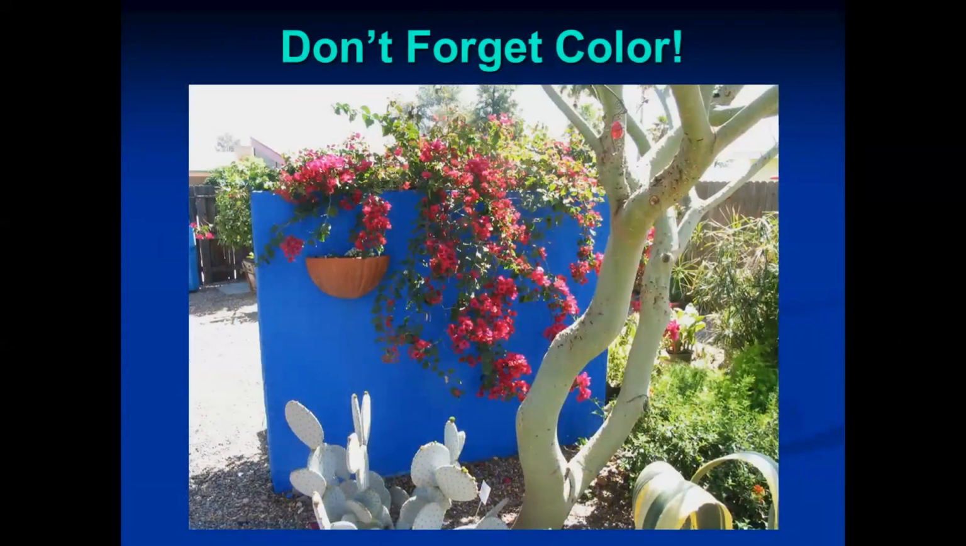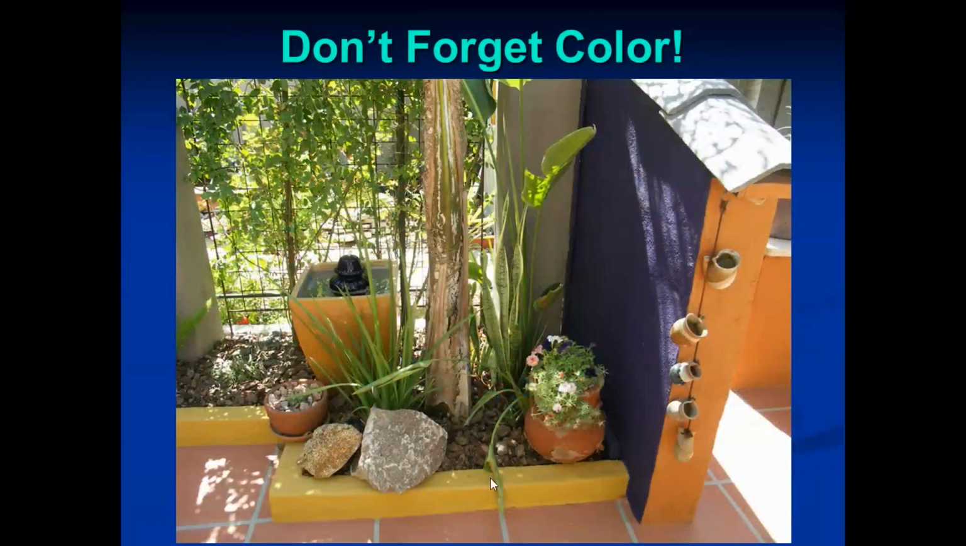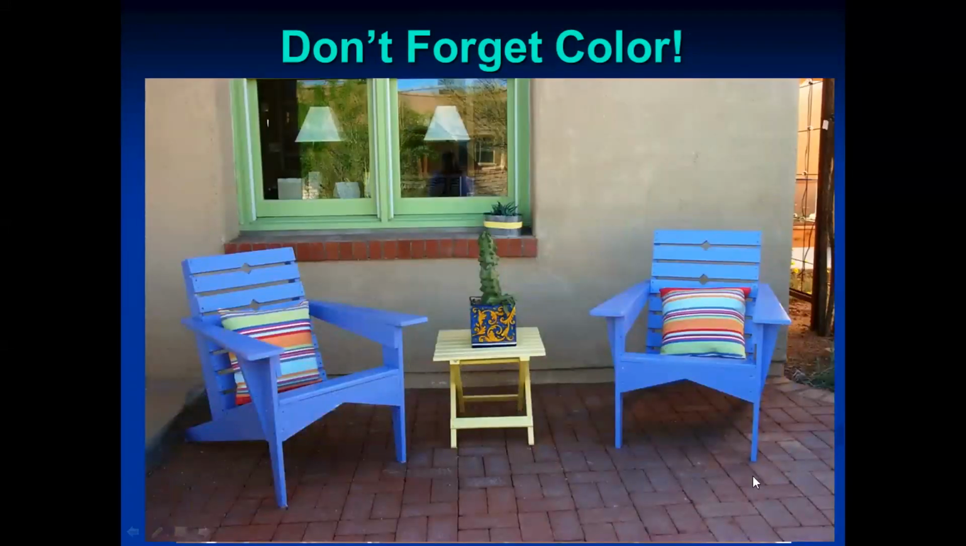And don't forget the color. This fence is actually masking the pool equipment. And by painting it blue like this, and then of course having the bougainvillea grow over it, it's really attractive. These colors are a little more bold. And you can incorporate color into the furniture. This homeowner was able to paint their windowsill. I'm not sure all of us could do that or not.